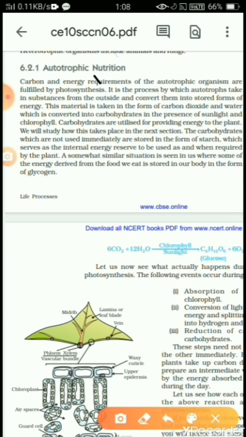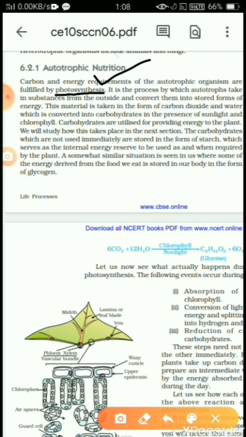Autotrophic means that organisms make their own food with the help of raw materials available in the environment and do not depend on others. These are called autotrophic nutrition, as in plants, which is done with the help of the photosynthesis process, the process by which autotrophs take in substances from the outside and convert them into a stored form of energy.